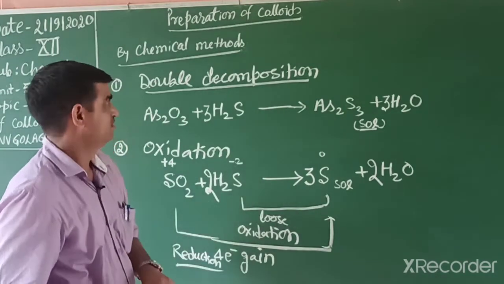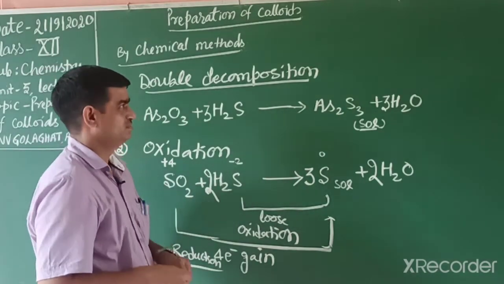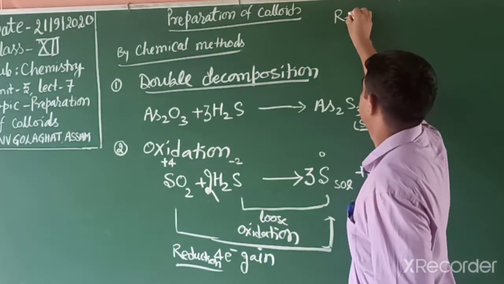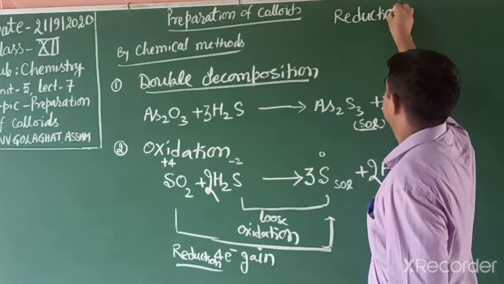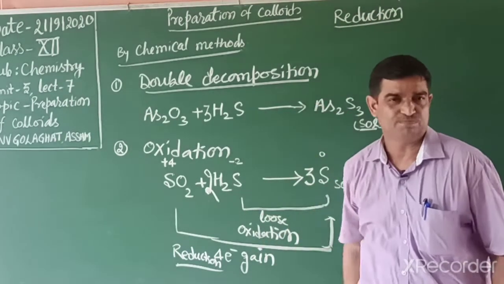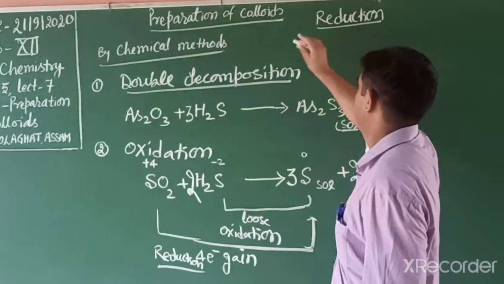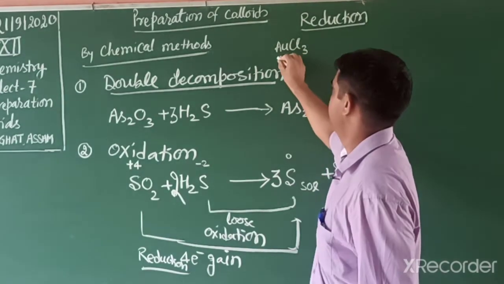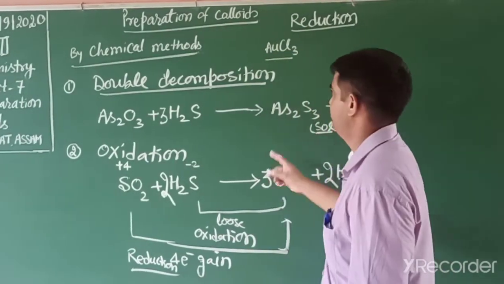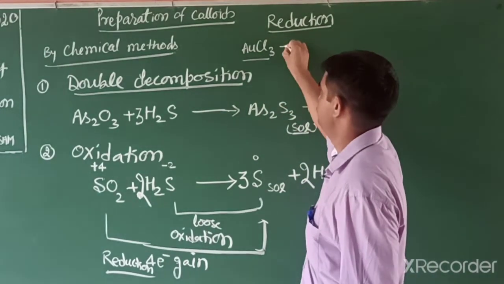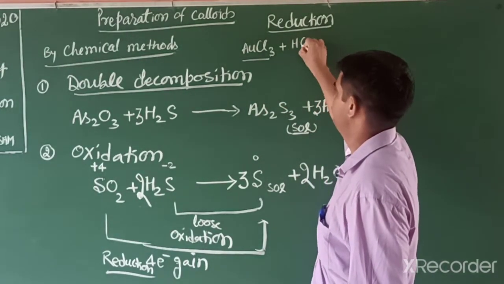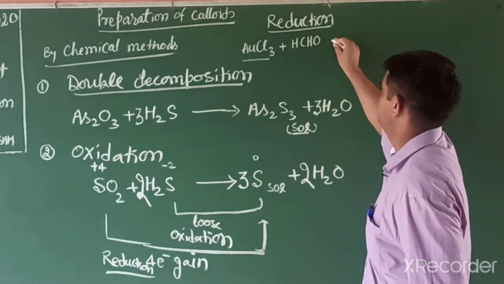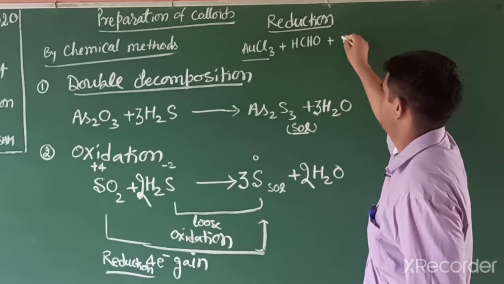Now a new reaction, we can explain reduction. Students, how can we write reduction? In this reaction we will explain the example of gold sol. We know gold, auric chloride. We want to prepare gold sol by using a reagent, formaldehyde. This one is formaldehyde, and it requires some water molecules.